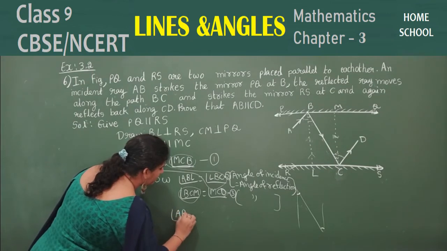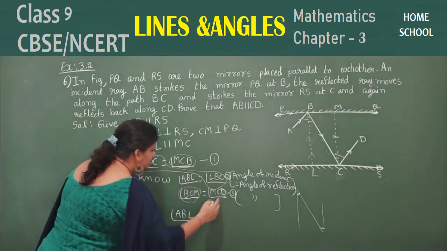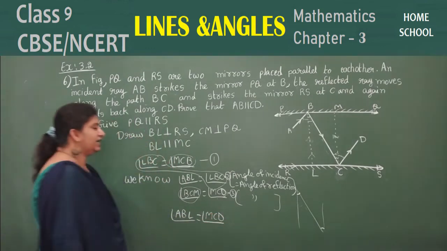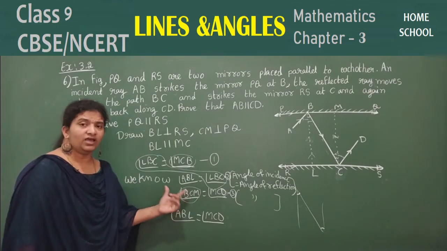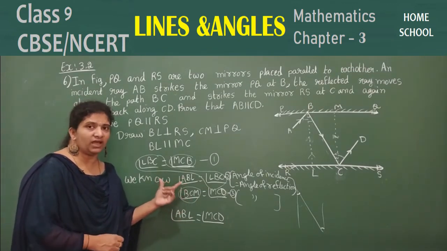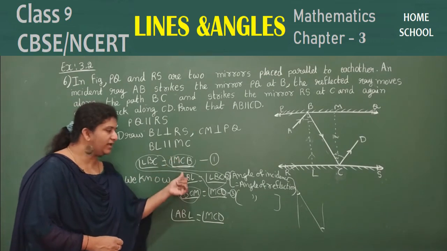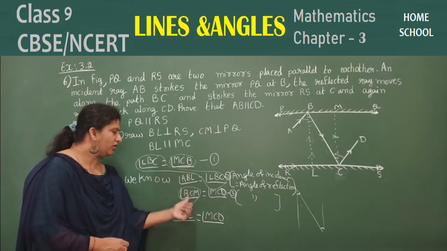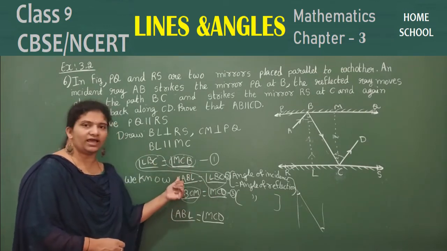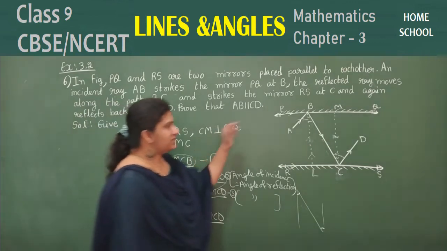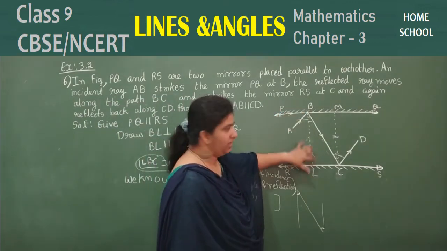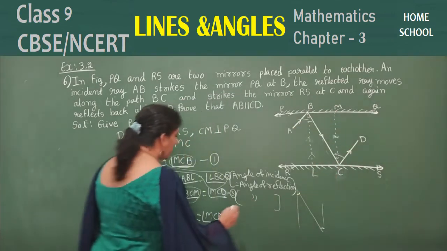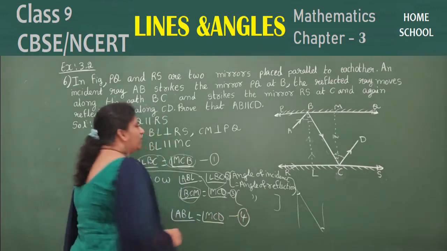So finally, what are the remaining things you have here? Angle ABL is equal to angle MCD. How have I equated here? Things which are equal to the same thing are equal to one another. By comparing three equations, these two are common, and these two are common. Remaining what you are left with, you can equate those two. That is, angle ABL is equal to MCD. So now mark this as the fourth equation.